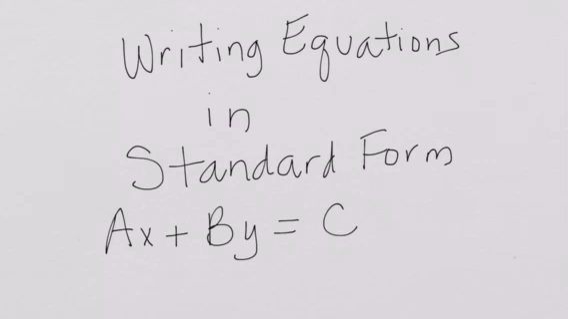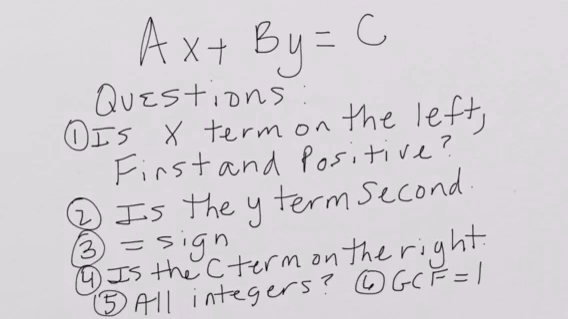Open up your MTMT, date it with today's date, title it Writing Equations in Standard Form. When we write equations in standard form, we're going to write it in Ax + By = C form.